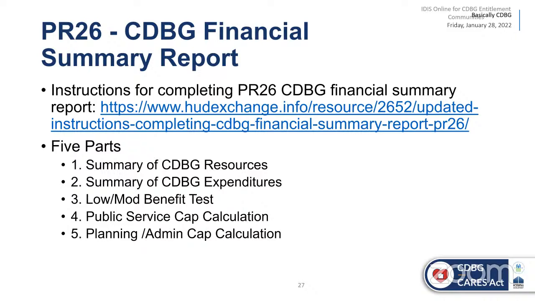The PR26 financial summary report has 5 parts. One, summary of CDBG resources. Second, CDBG expenditure. Third, the low mod benefit test. Fourth, public service calculation. Fifth, planning and admin cap calculation. Next, please.